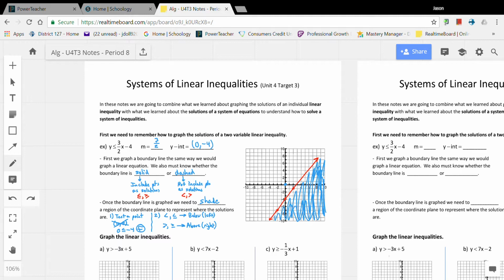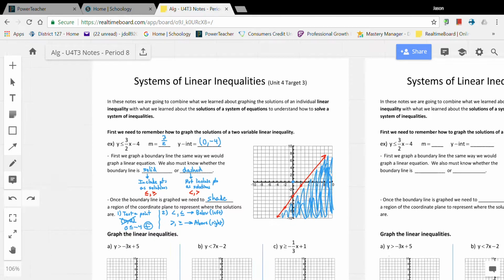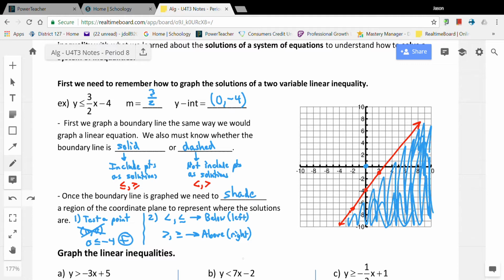And as we stated, we need to be able to graph the solutions of a linear inequality before we can graph a system of linear inequalities. So right here is all of the information that we talked about in Unit 3, Target 6, to graph the solutions of a linear inequality. Please take a look at this. If anything here doesn't make sense, go back to our notes in Unit 3 and make sure you brush up on those skills, because of course you can't do 2 of them if you can't graph 1 of them.